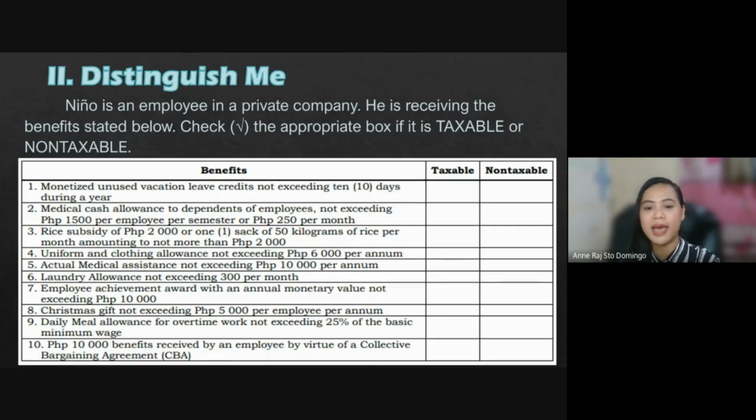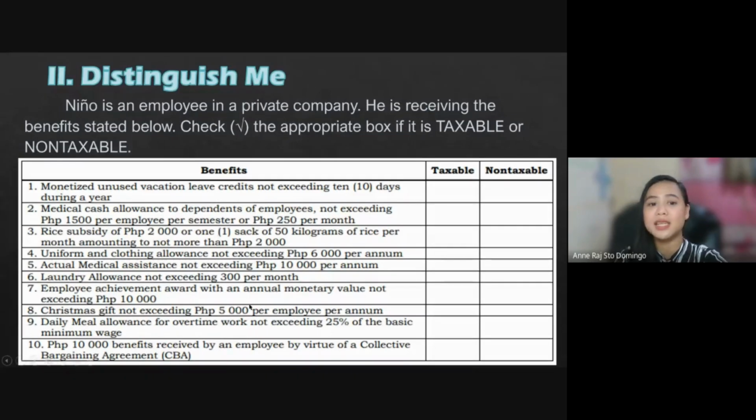Number 8, let's have Eliza or Kenny. Can we hear from you, Kenny? Okay, very good, Kenny. That is non-taxable. Number 9, Micah. Okay, non-taxable. Very good, Micah. And last, can I hear from Ronald? Okay, non-taxable. Very good, guys.